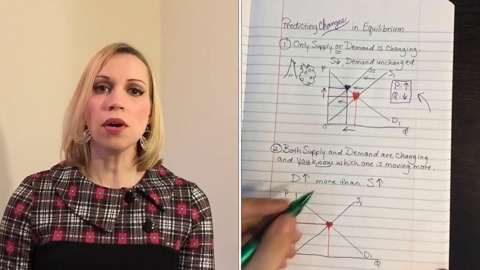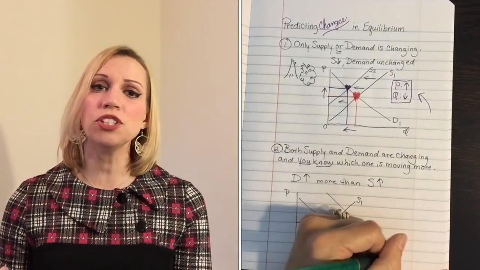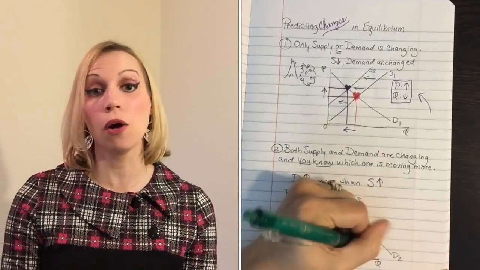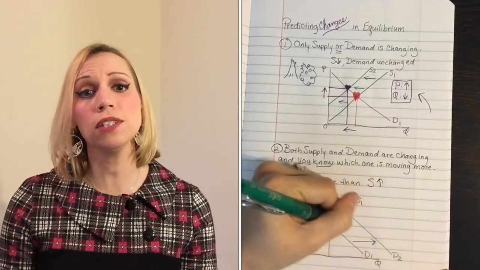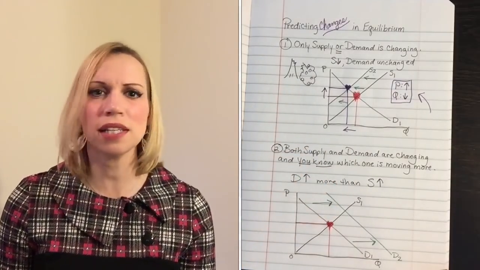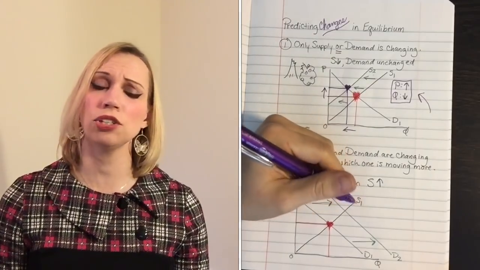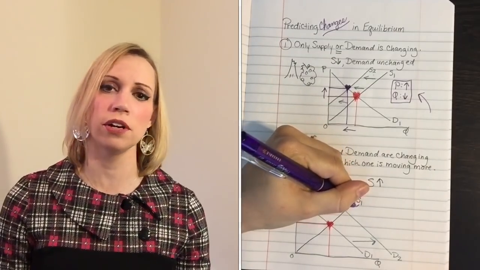Since we know which one is moving more than the other, I want you to exaggerate that on your graph. So we're going to shift the demand curve to the right, but since it's the stronger force, really take that demand curve and shift it to the right. So draw a D2 on your graph that's way further over to the right.